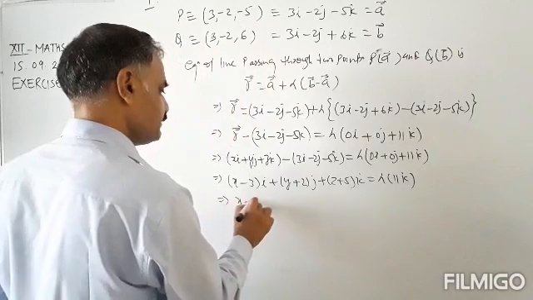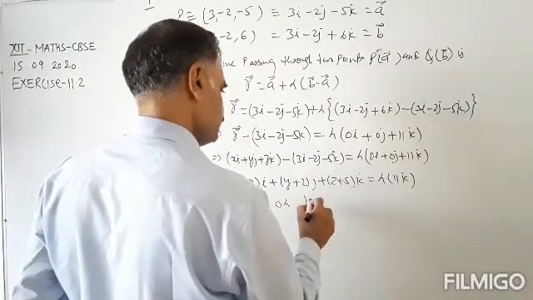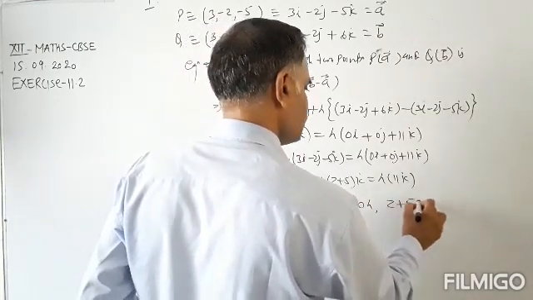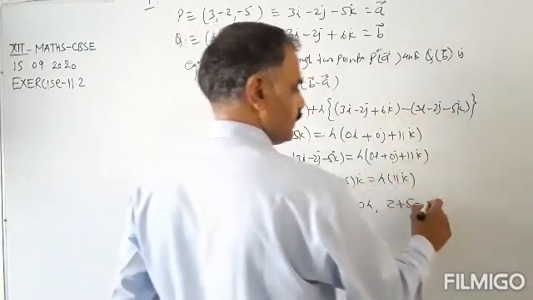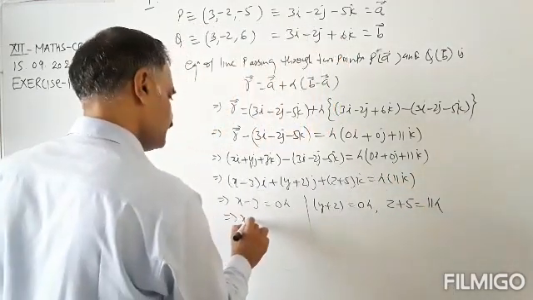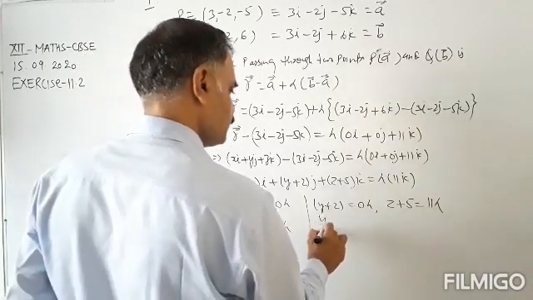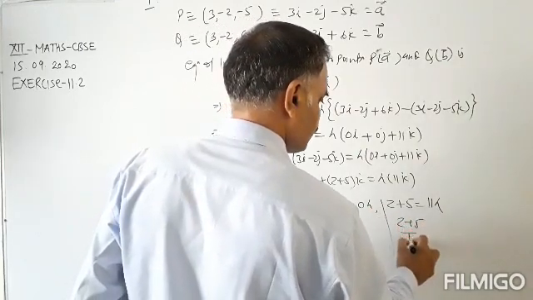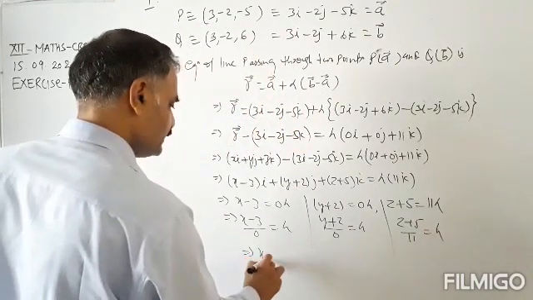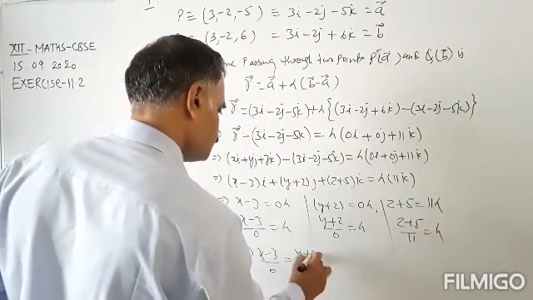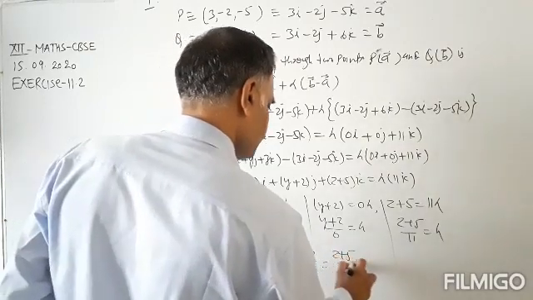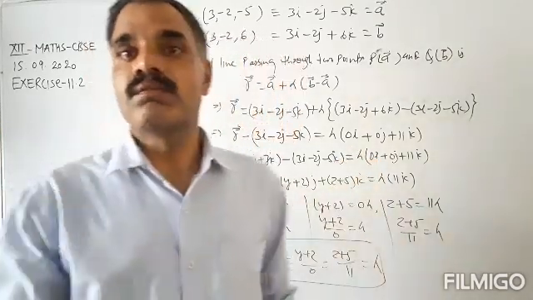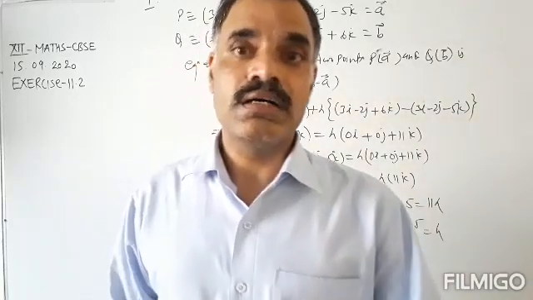Comparing this, x minus 3 equals 0 lambda, y plus 2 equals 0 lambda, and z plus 5 equals 11 lambda. So (x minus 3) upon 0 equals lambda, (y plus 2) upon 0 equals lambda, and (z plus 5) upon 11 equals lambda. So the equation of line is (x minus 3) upon 0 equals (y plus 2) upon 0 equals (z plus 5) upon 11 equals lambda. This is the equation of line in Cartesian form. Okay, so this was question number 9.